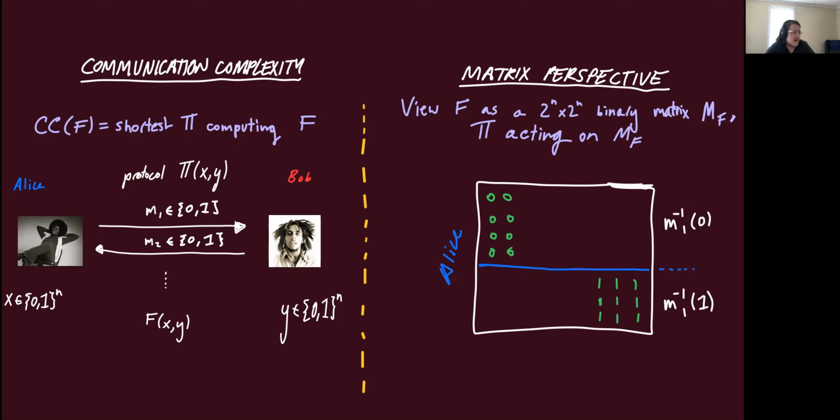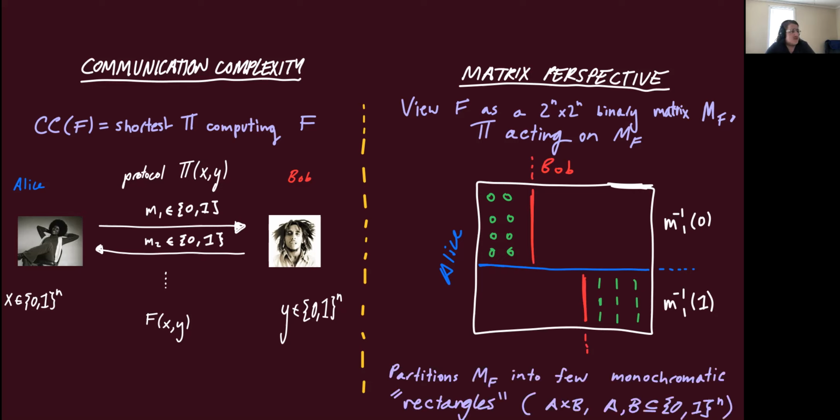And what will happen is Alice will partition according to the protocol, and according to which inputs she would have sent 0 and which inputs she would have sent 1. Alice will partition the rows into two sets. Bob will do the same by refining the partition that Alice has already made, based off of the inputs on which he would send a particular message. And the result is that they end up partitioning the matrix MF into a small number of monochromatic rectangles.